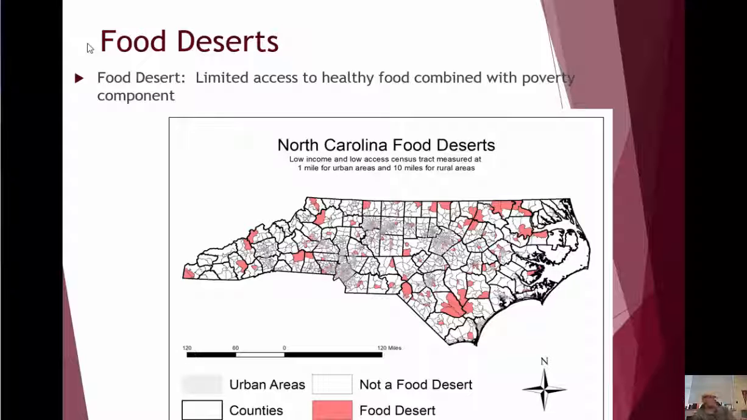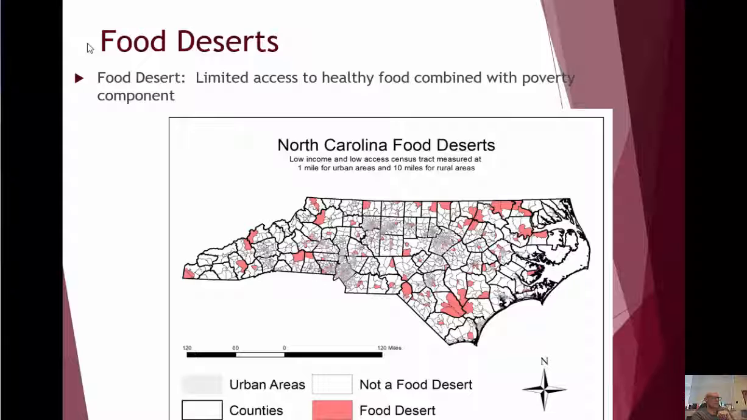We've used the term food deserts before. Food deserts are kind of being phased out for other terms here, but these are the food deserts in the state of North Carolina. There's lots of ways to measure food deserts, but they are typically defined as low income and low access, and in this case, 1 mile within an urban area, 10 miles in rural areas.